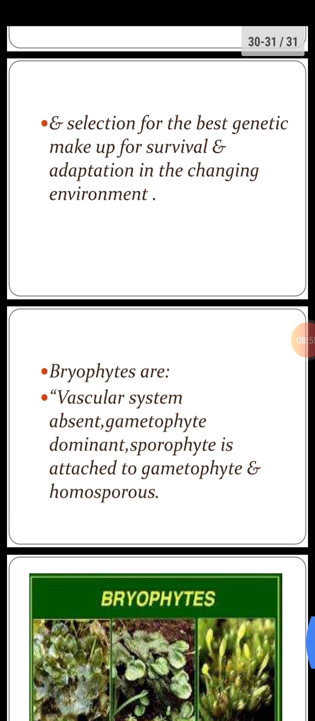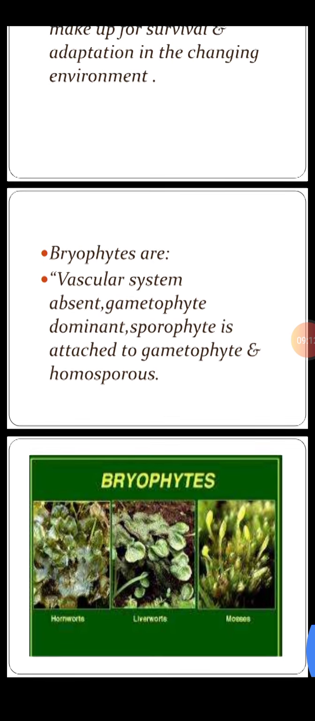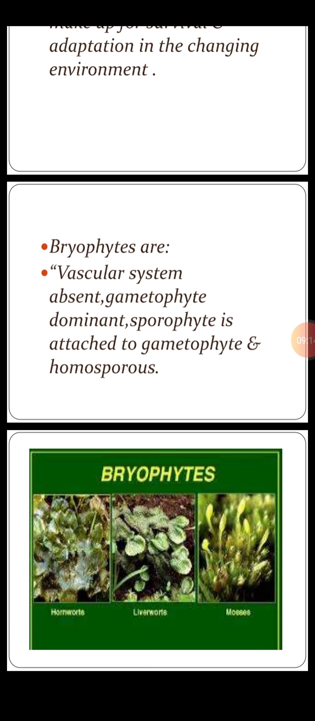Finally, the definition comes: bryophytes are vascular system absent. Gametophyte is dominant, sporophyte is attached to gametophyte, and is homosporous, same kind of spores. Homo means same and sporous means spores. Finally, the pictures of bryophytes are shown. Different categories are shown like hornworts, liverworts, and mosses. Their pictures are shown. All are bryophytes, non-vascular plants.